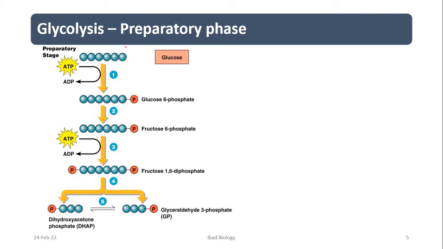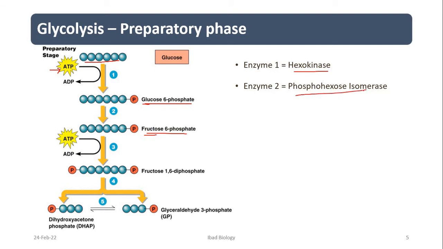Phosphorylation means addition of a phosphate group. In the first reaction, the glucose molecule is phosphorylated by 1 ATP molecule and is converted into glucose 6-phosphate. A high energy phosphate from ATP is transferred to the glucose molecule, and the reaction is catalyzed by the hexokinase enzyme. In the second reaction, glucose 6-phosphate is isomerized into fructose 6-phosphate. It is an isomerization reaction, and aldose sugar is converted into ketose sugar. The reaction is catalyzed by an enzyme known as phosphohexose kinase.